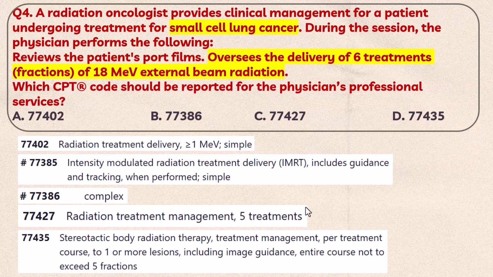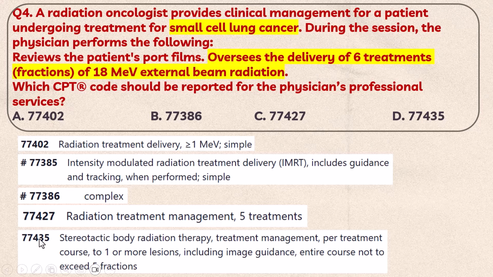Once you go to the codes, 77402 is radiation treatment delivery more than 1 MeV, simple. This is more than 1 MeV, that is 18 MeV, but that is not simple. When you go to the other code, 77385 is intensity modulated radiation treatment delivery, so that is not the case here. And 77386 is complex. 77427 is radiation treatment management, 5 treatments. In this case, it is 6 treatments, but it says 5 treatments.